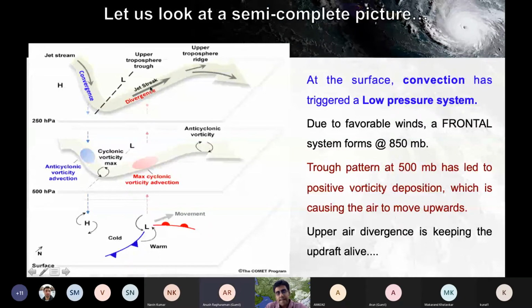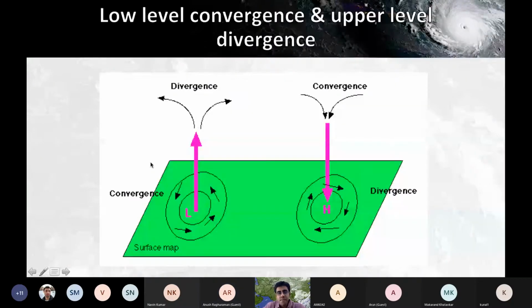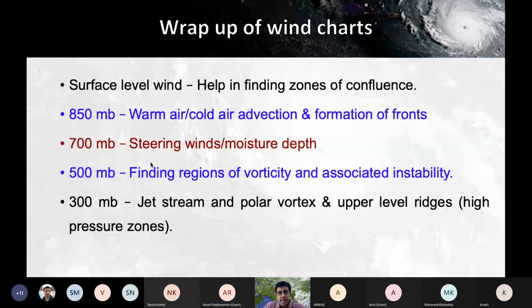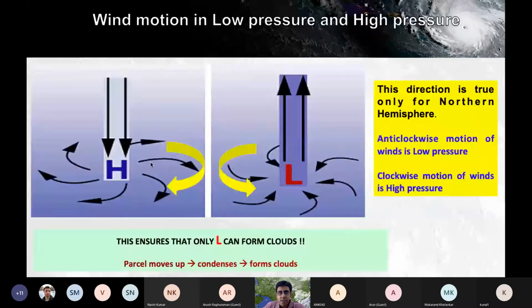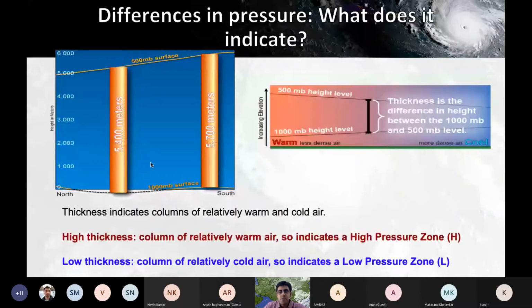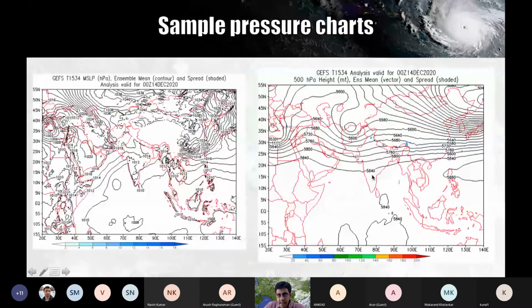So at 500, how can we tell whether the vorticity advection is there or not, sir? By this trough formation. I think I'll go to this one, which had a better view. So a trough, when there is a dipping pattern, that means there is going to be deposition of vorticity. So the dipping lines.